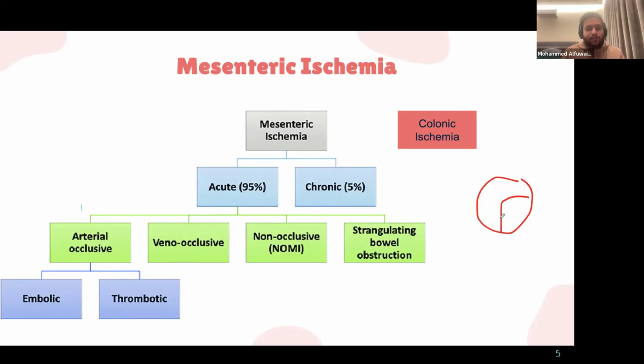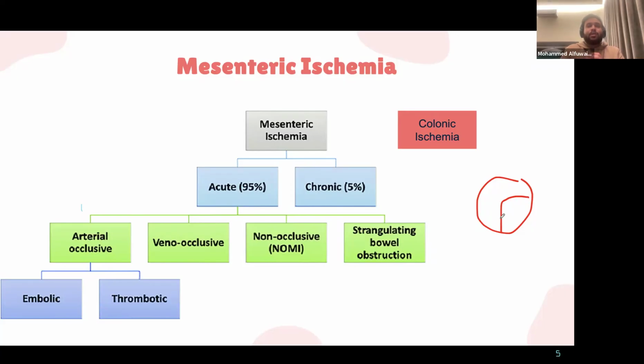There are others, such as veno-occlusive, not too important. Non-occlusive, we'll talk about it more in colonic ischemia. And strangulating bowel obstruction, not too important. The most important is the arterial occlusive. How they present is very important. It is what we call pain out of proportion to examination. Okay? Pain out of proportion.